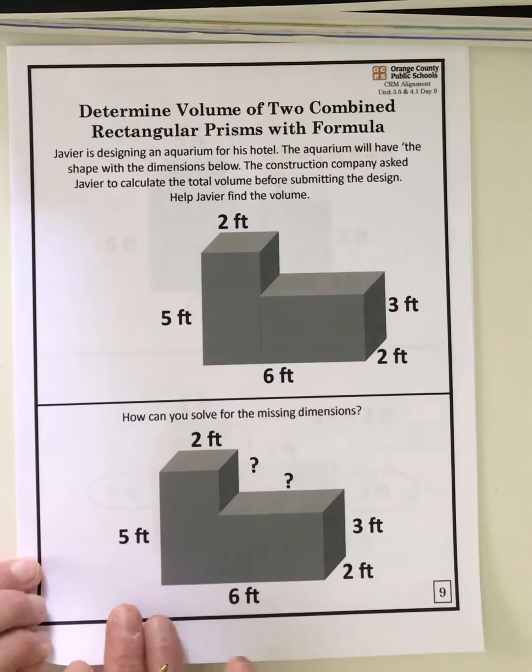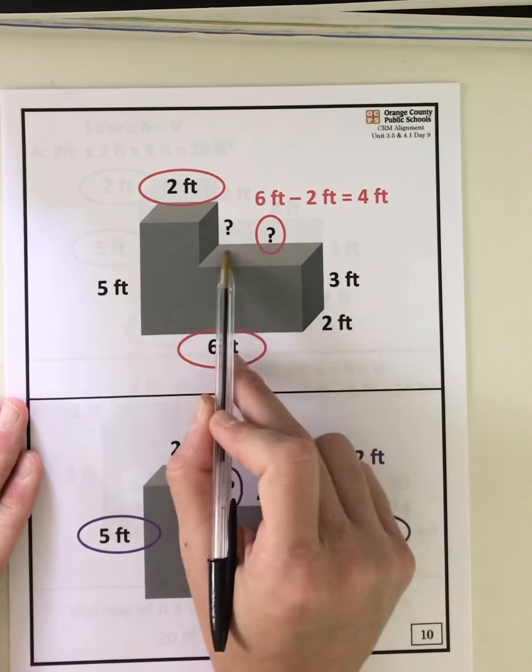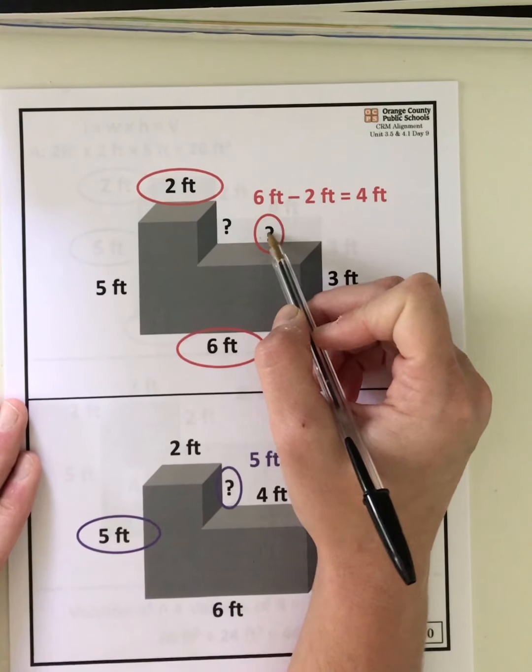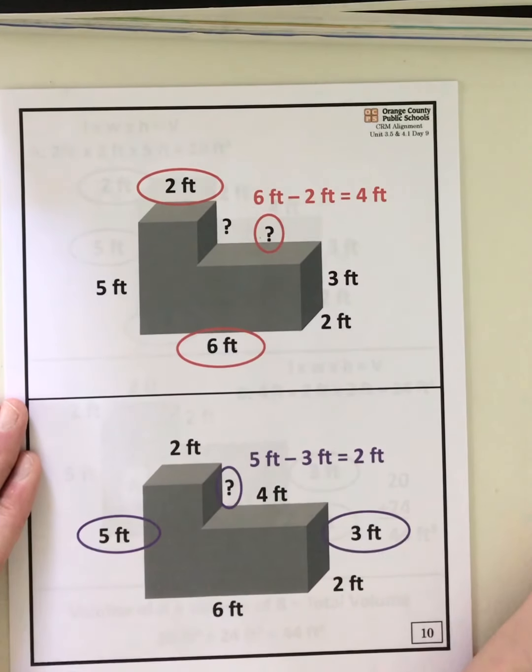So let's take a look at this first one right here that they've circled in red. We're going to use the number 6 to help us figure out what this is. If this long piece is 6 and this short piece is 2, that means 2 plus something is going to equal 6. That's how we can figure out this question mark. So we can do 6 minus 2 equals 4. We can always check our answers by thinking 4 plus 2 does equal 6.